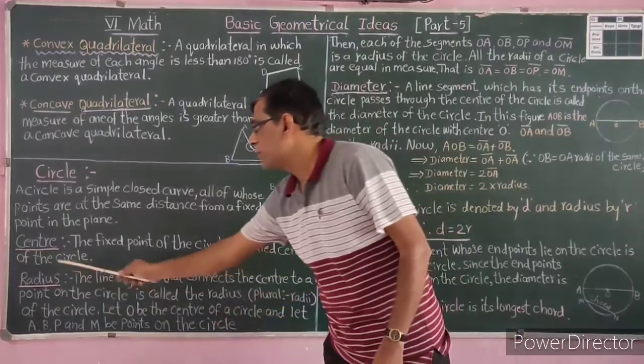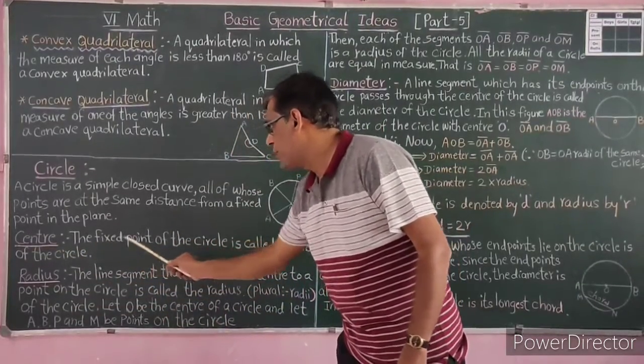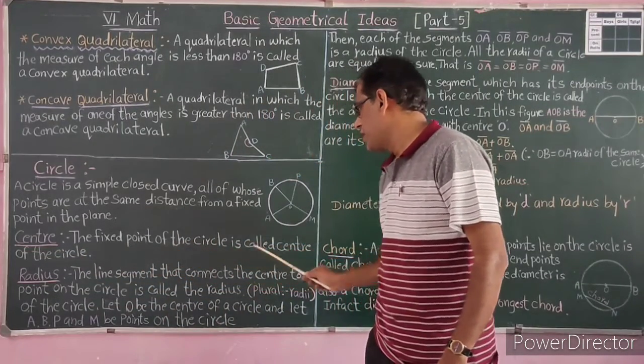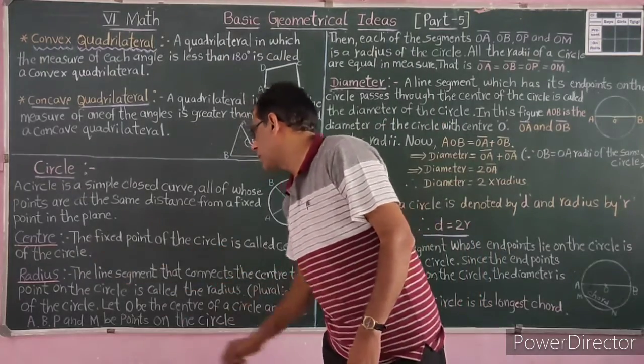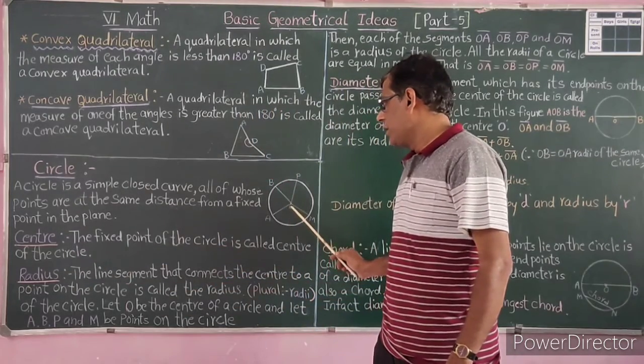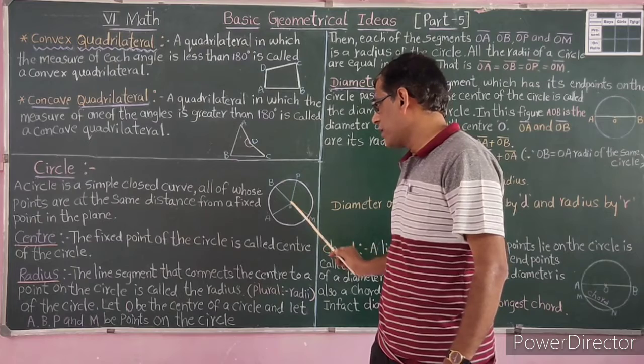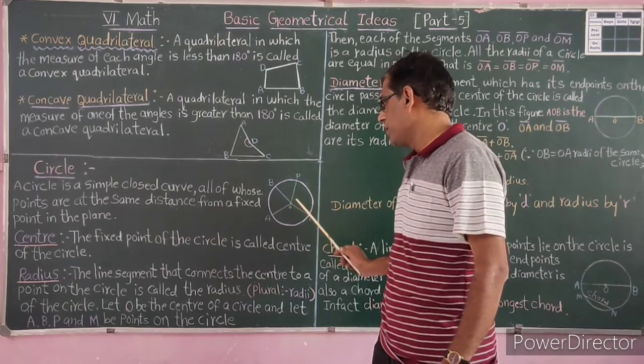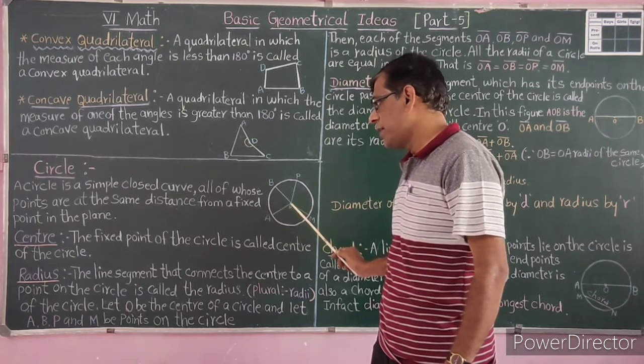Now, children, the next one is center. The fixed point of the circle is called the center of the circle. Here, what is the center of the circle? What is the fixed point?